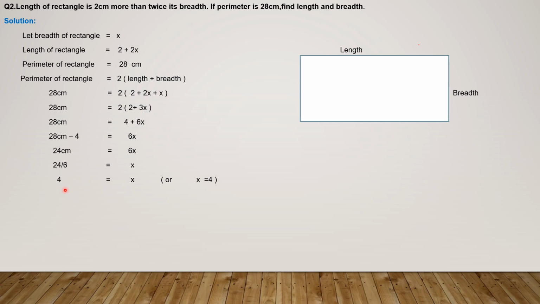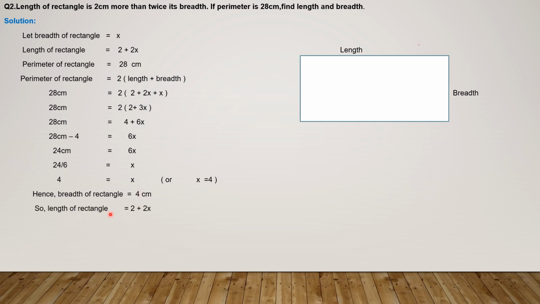We have found the value of breadth, that is 4 centimeter. First we supposed breadth is equal to x, and through perimeter formula we have found value of x, that is 4. Got it? Breadth is equal to 4. Now students, the question was to find also the length. So what we have to do, we will put this value of x, that is 4, in length formula, that is 2 plus 2x. We will put 4 here instead of x, and we will find value of length. How? See. Hence breadth of rectangle comes 4.